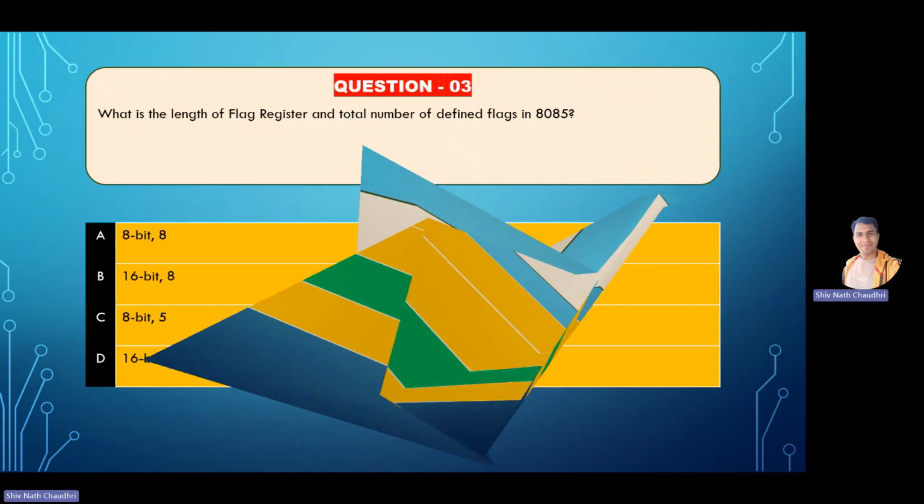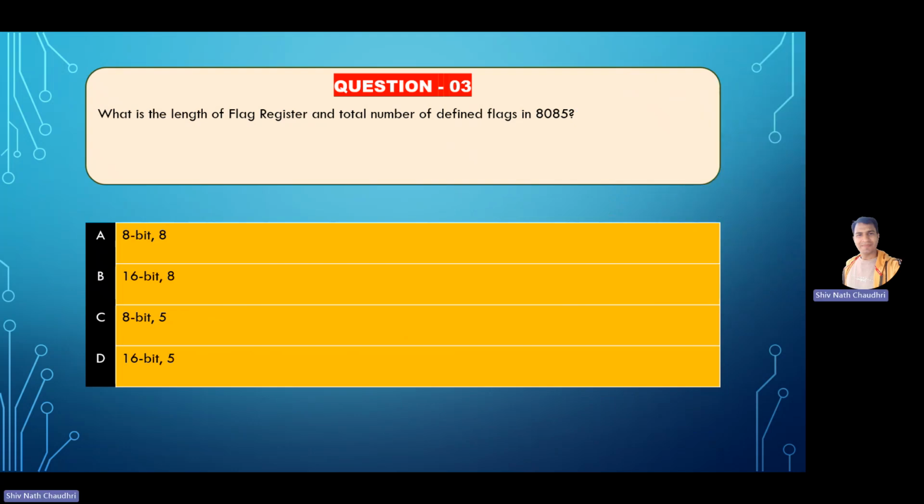Think about question number 3. What is the length of flag register and total number of defined flags in 8085? Basically these are two questions. First, what is the length of the flag register, and second, how many defined flags are there in 8085? You have to recall the topic 8085, then you are able to find the answer. The options are 8-bit and 8, 16-bit and 8, 8-bit and 5, and 16-bit and 5.